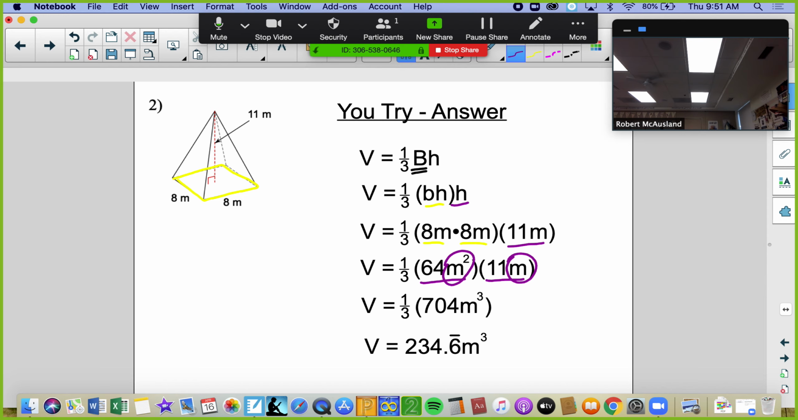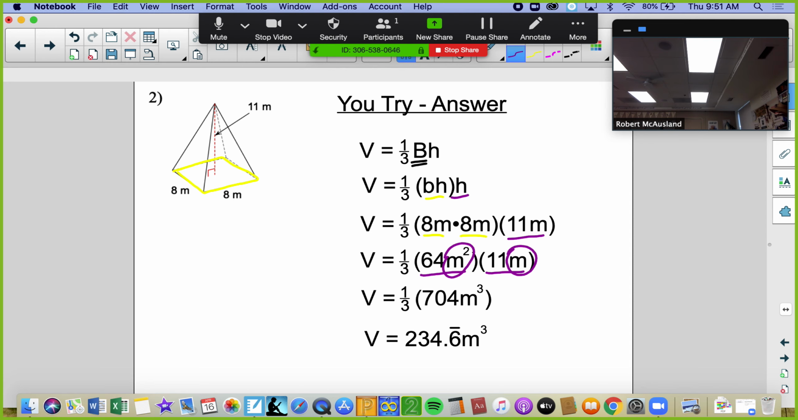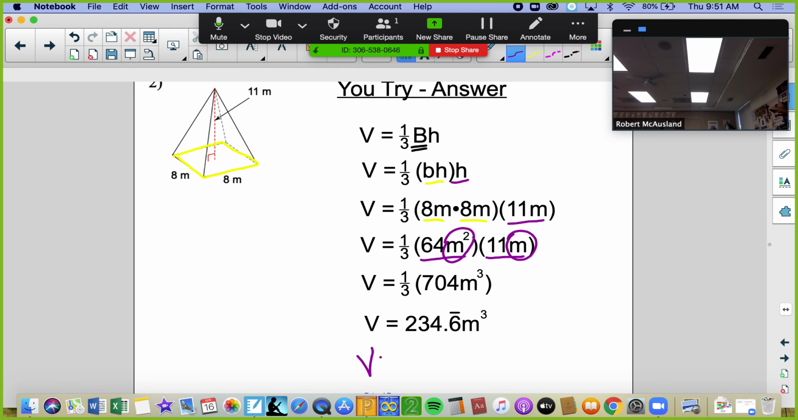And then let's take a third of 704 meters cubed, and a third of that gives us 234.6 meters cubed. You also could have had 234 and 2/3 meters cubed. I'll accept that answer also. Excellent.